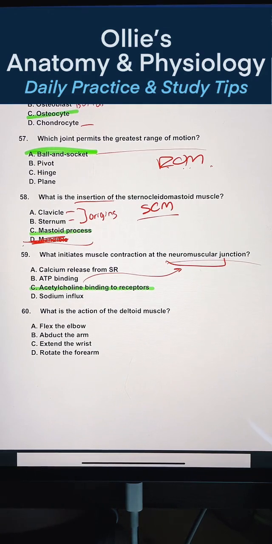Number 60, last question here, guys. We'll flip around and I'll answer some questions. Number 60, what is the action of the deltoid muscle? What does that do? A, B, C, or D? Remember, it is really important to know the actions of the muscles as well.